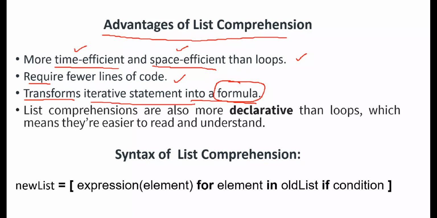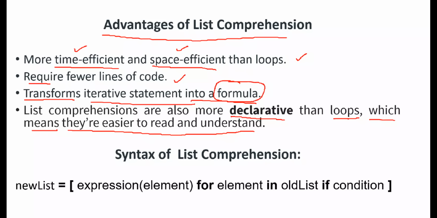Similarly, list comprehensions are also more declarative than loops, which means they are easier to read and to understand. Why? Because your list comprehension is a simple single line statement in which you are writing your logic. So rather than understanding the loops, if you look at your list comprehension, you can easily understand the logic involved in the statement. That's why list comprehensions are more declarative than loops, which means they are easier to read and understand.